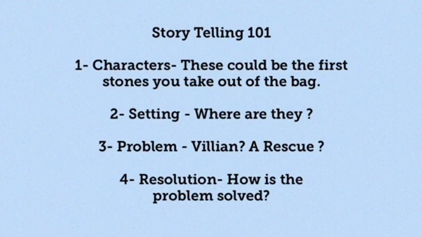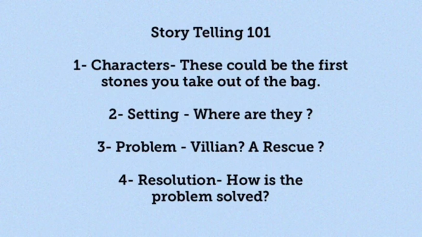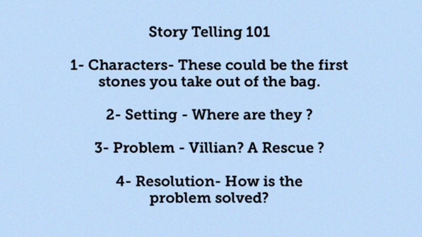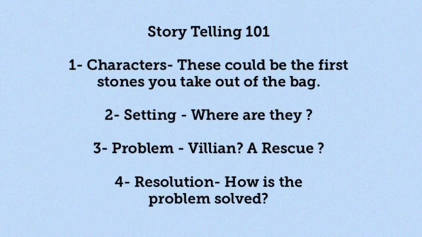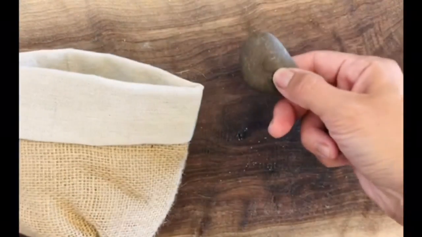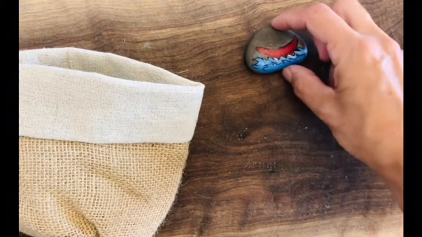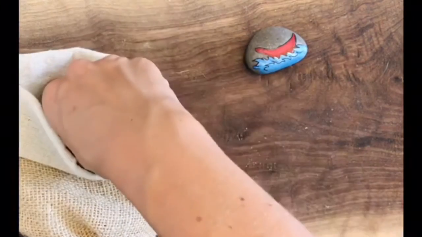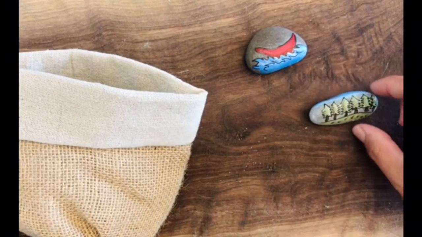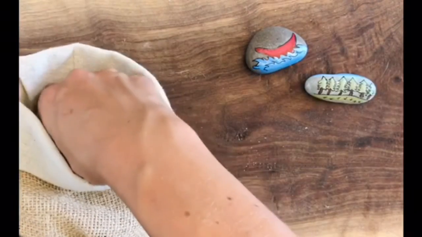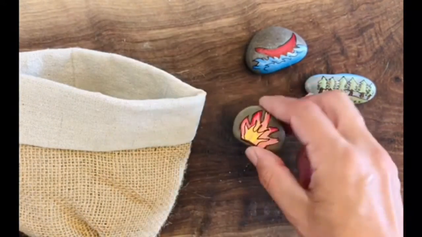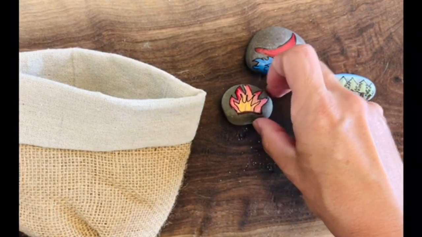I'm going to tell a story using this story outline and choosing one stone at a time from the bag. Once upon a time, there was a red canoe. The red canoe sailed across the water to get to the forest, the magical forest. The problem at the magical forest was there was a forest fire.